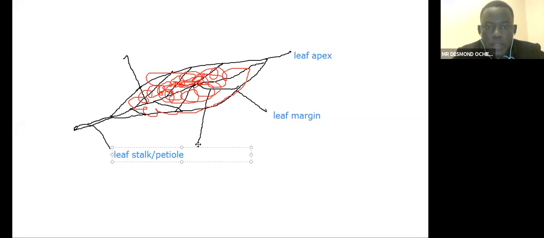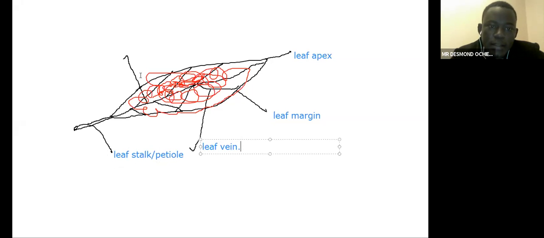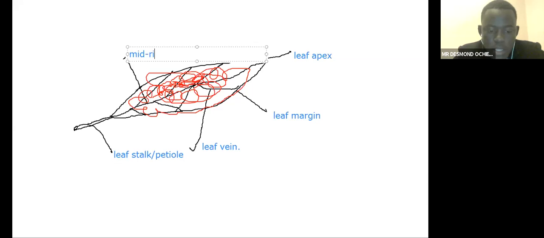Okay. Then we have this part. This part is called the leaf vein. Then we have got this midline here. The midline there is called the midrib. Then we have got this broad surface here.